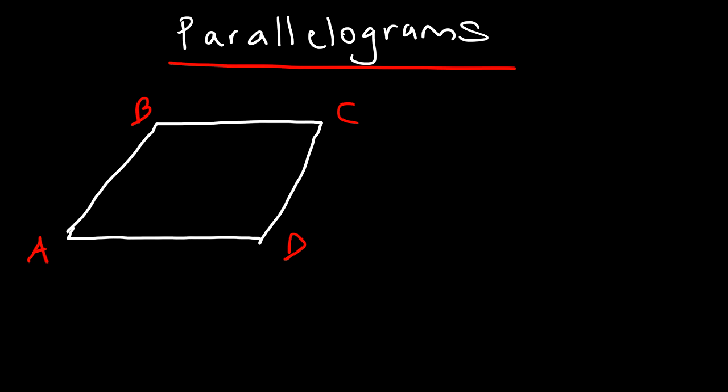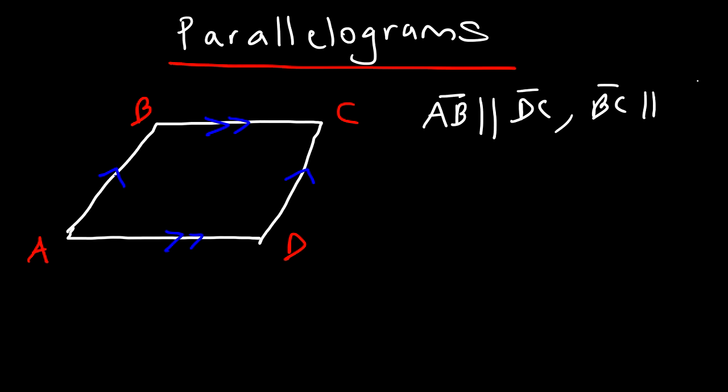So the first thing you need to know is that opposite sides are parallel. So AB is parallel to DC. And we could also say that BC is parallel to AD.